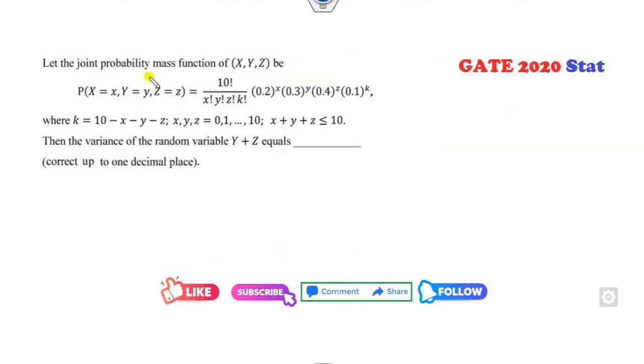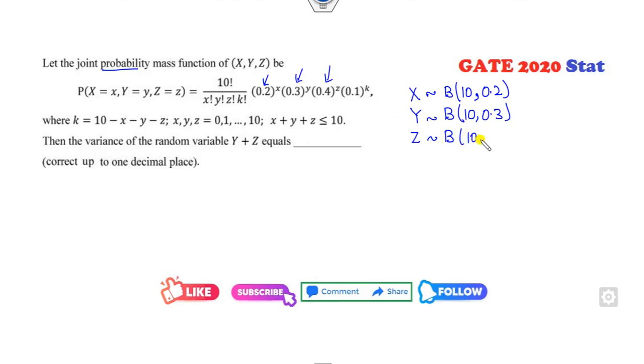Okay, look at this another one. Again it's a joint and again it's a multinomial. So you have the three variables x, y, z. x follows the binomial distribution with parameter 10. Probability of x is 0.2. Again it's a binomial. Probability of y is 0.3 and of z is 0.4. Then your target is to find the variance of y plus z.